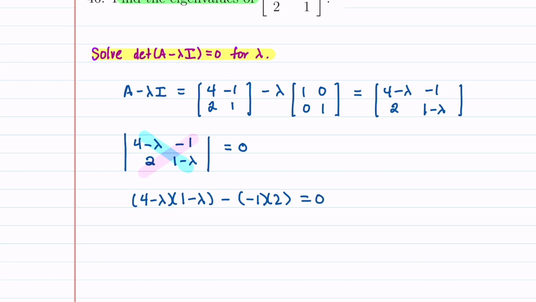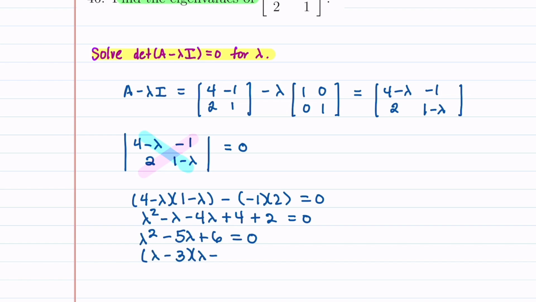Let's go ahead and multiply this out. We're going to get a lambda squared minus lambda minus 4 lambda plus 4, and then we have a plus 2. Let's combine like terms. So we have lambda squared minus 5 lambda plus 6 is equal to 0. Now what we have to do is factor this. Notice that we have a 5, and the factors of 6 are 3 and 2. So we can factor this as lambda minus 3, and then lambda minus 2 is equal to 0.